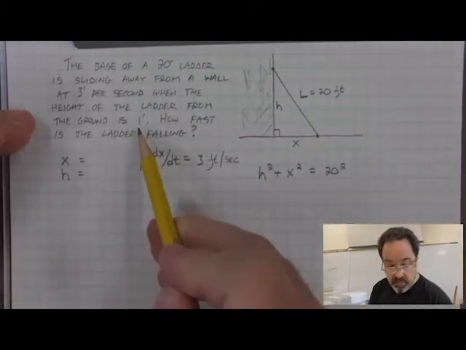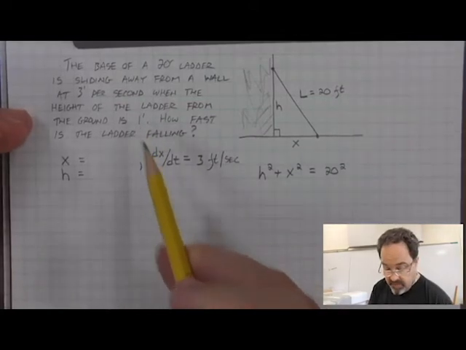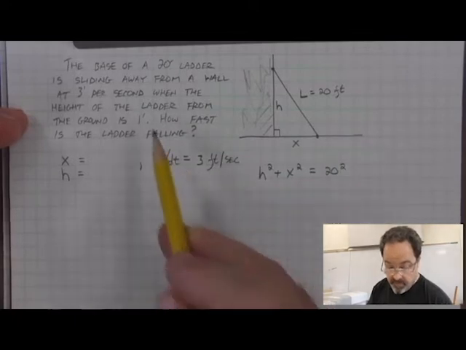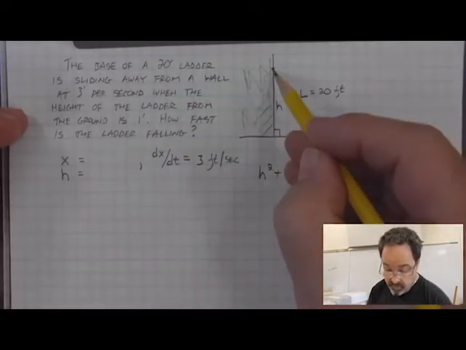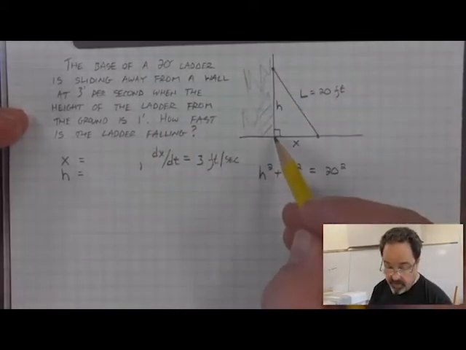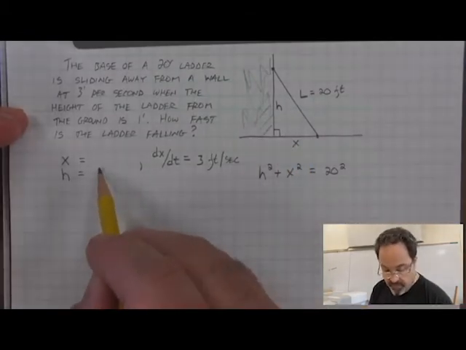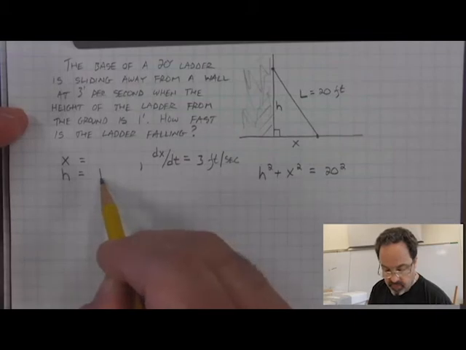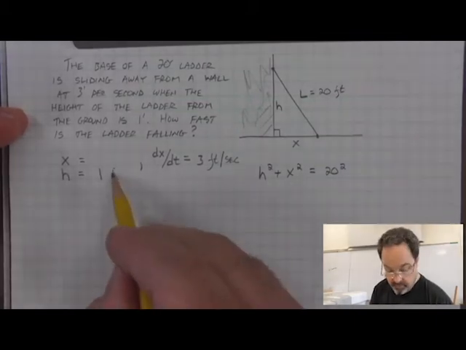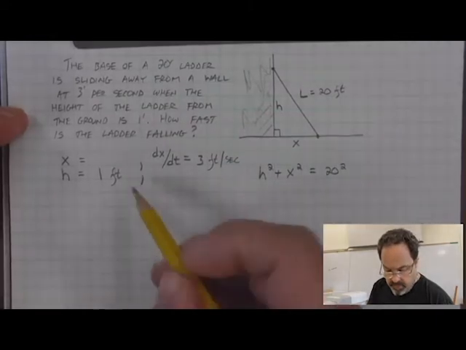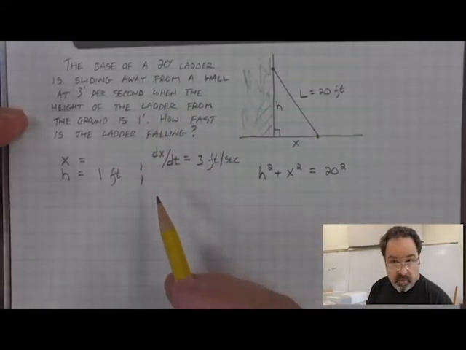So what is the other measure? At the same time that the rate of change of x is 3, the height of the ladder, or the top, has slipped all the way down so that it only remains 1 foot from the ground. That's a measure, H, of 1 foot. Now I've got the information that the problem has given me.